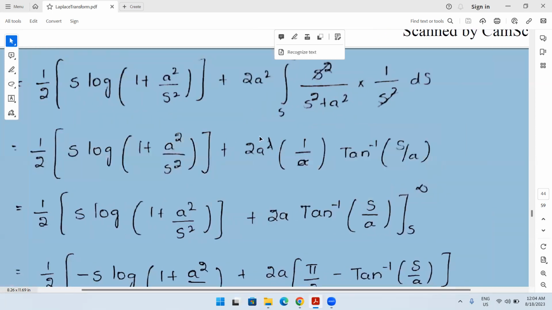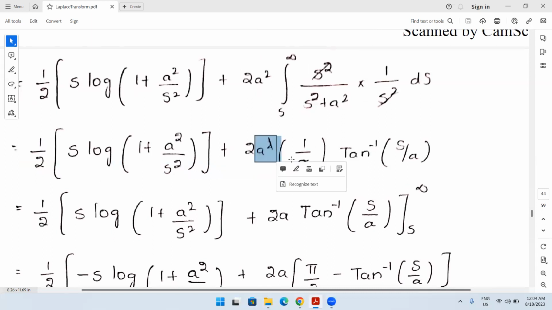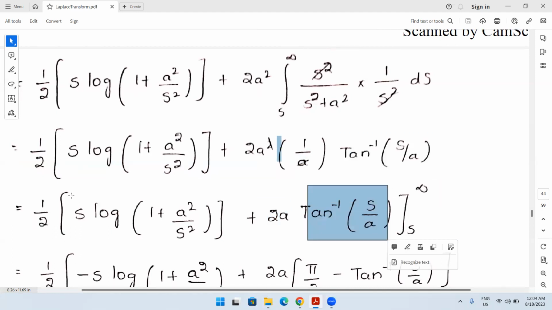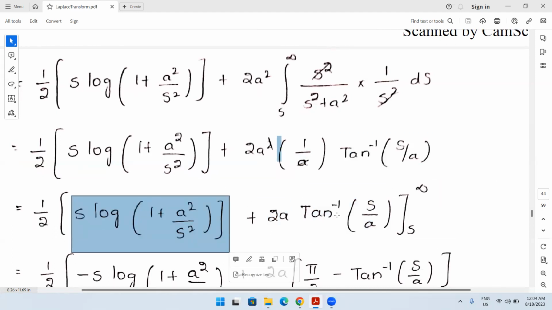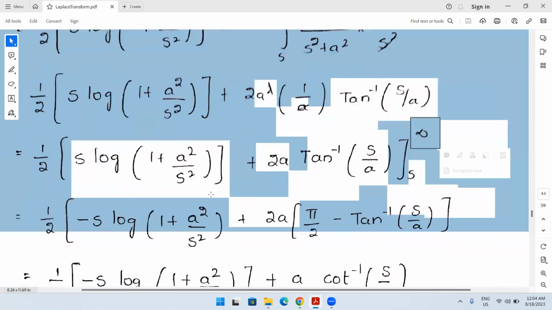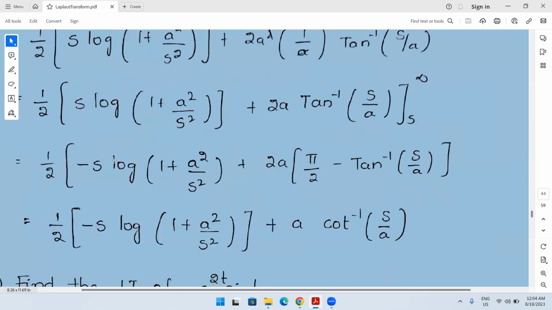Okay. And next here we have a square by a, so nothing but a. 2a will be left. Tan inverse s by a as it is, this first term as it is. Now we have to apply s to infinity. Directly we can substitute here.